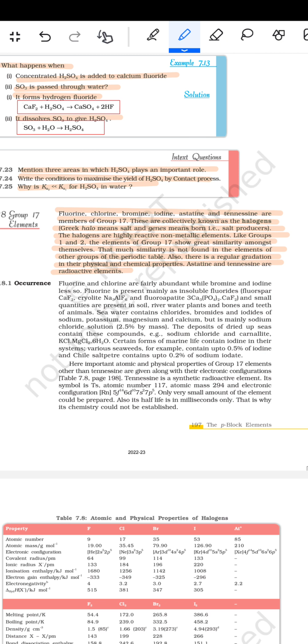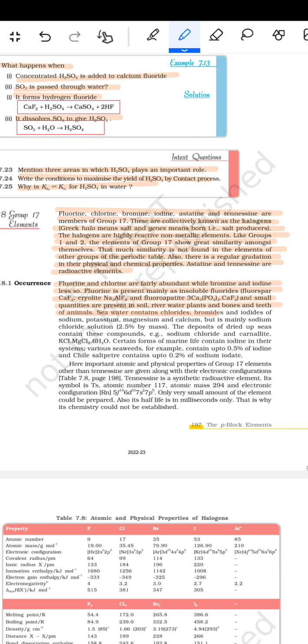Occurrence: fluorine and chlorine are fairly abundant, while bromine and iodine are less so. Fluorine is present mainly as insoluble fluorides: fluorspar CaF2, cryolite Na3AlF6, and fluorapatite Ca5(PO4)3F. A small quantity is present in soil, river water, plants, and the bones and teeth of animals.